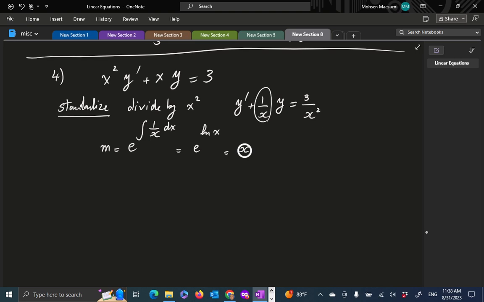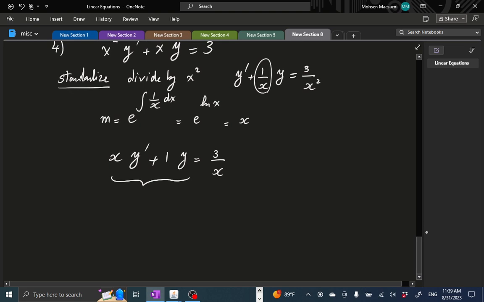Now what? Now I take this and multiply by the standardized equation, not the original, the standardized equation, multiply by x. So what do I get? x y prime plus x times 1 over x, which is just 1, times y. And on the right hand side, 3 over x squared times x is 3 over x. We went through a rather torturous step to get something that we could have gotten easily, perhaps by dividing by x, but let's wait for a moment.